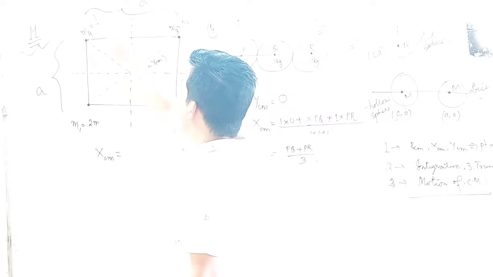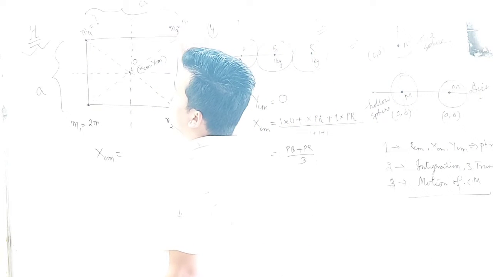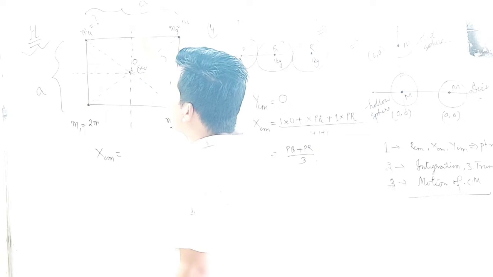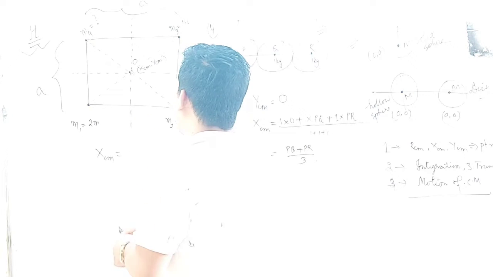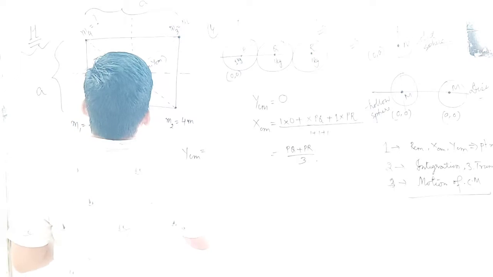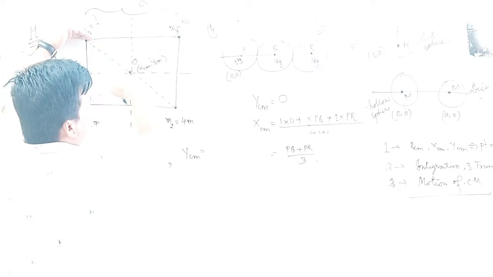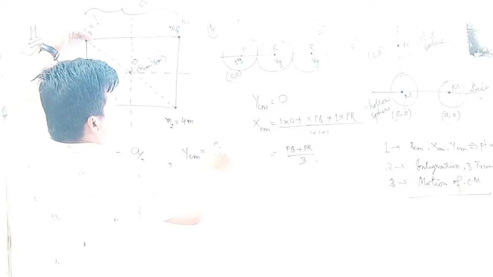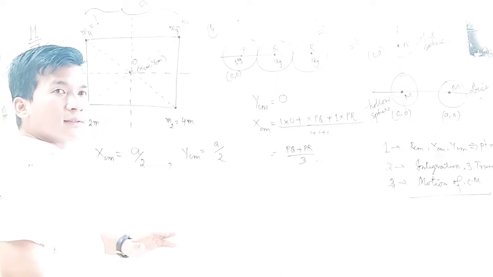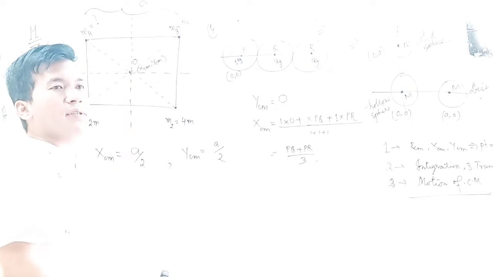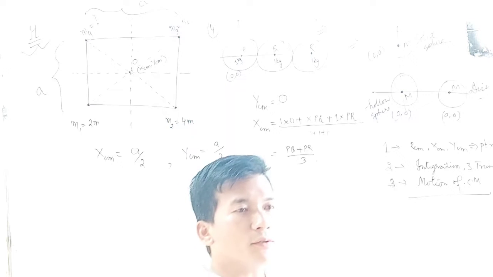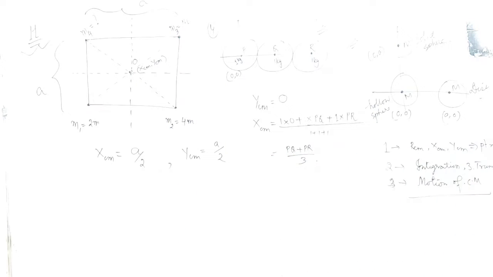From here to here, this is how much? A. We divide this into 2 equal halves, so XCM will be equal to A by 2. And what about your YCM? From here to here, this is A, divided into two, this will be how much? A by 2. So indirectly, your XCM is A by 2, YCM is A by 2.